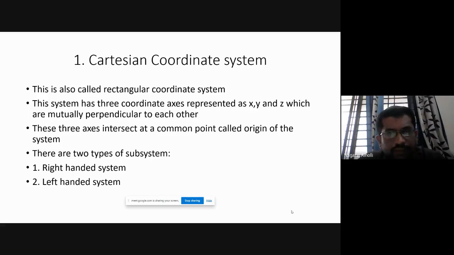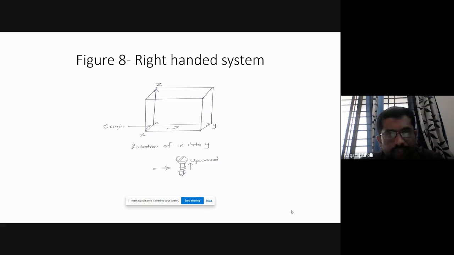In the last class, I was explaining about the two types of Cartesian coordinate systems or the subsystems. One was the right-handed system, and another one is the left-handed system. In the last class, we discussed what is right-handed system. So if there are three coordinates x, y, and z, this is x, this is y, and this is z, intersecting at the origin.